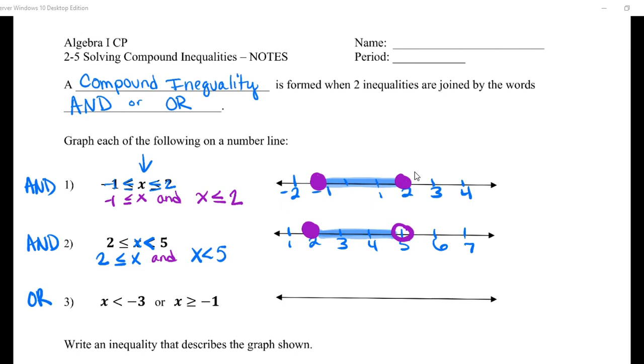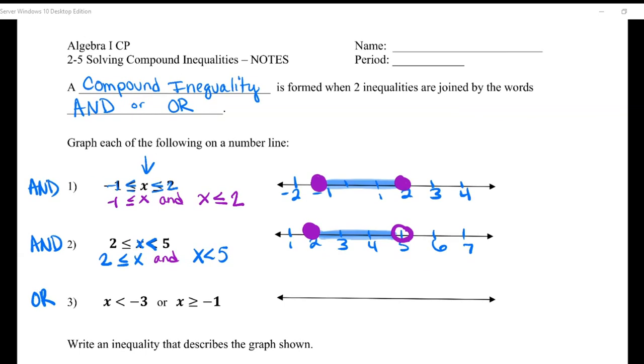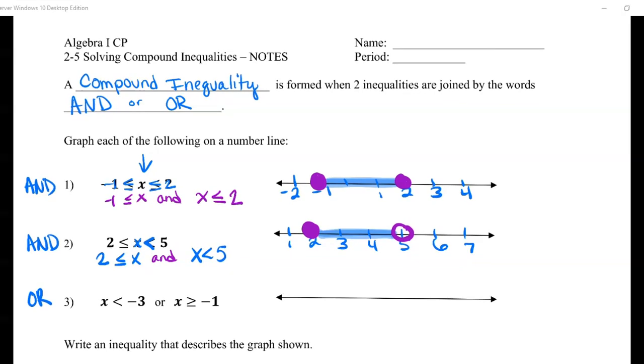Okay, so what you'll find is 99.9% of the time, unless it's a special compound inequality, which while we're remote, we're not going to be doing special types of compound inequalities. Those would include all real numbers or no solution. So we're always going to have a solution while we're remote, just to keep it a little more simple for you.